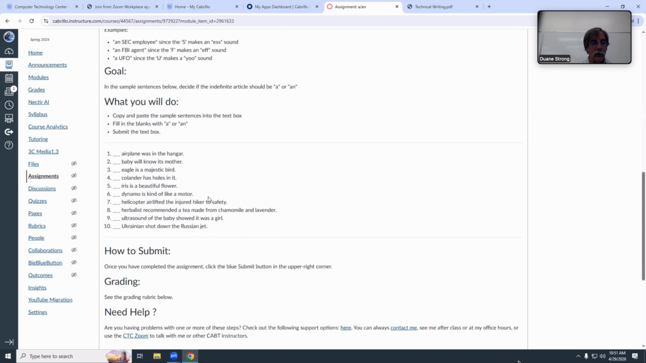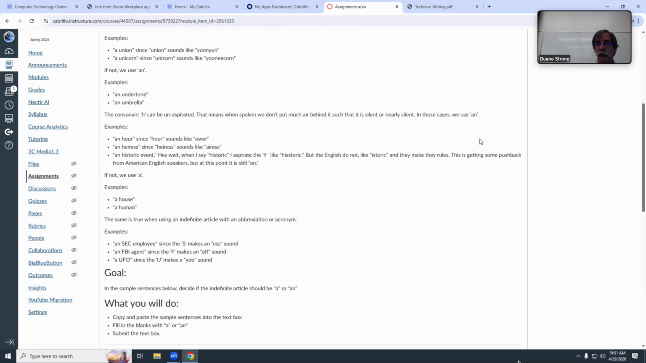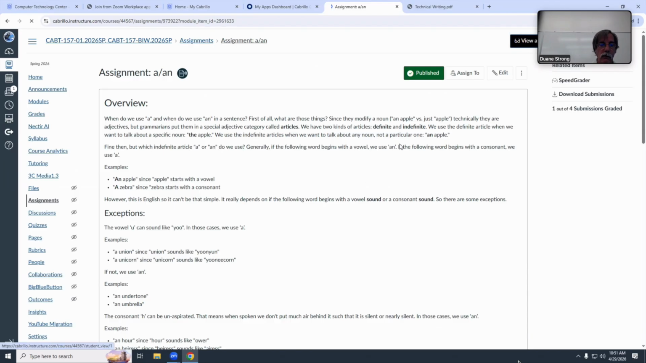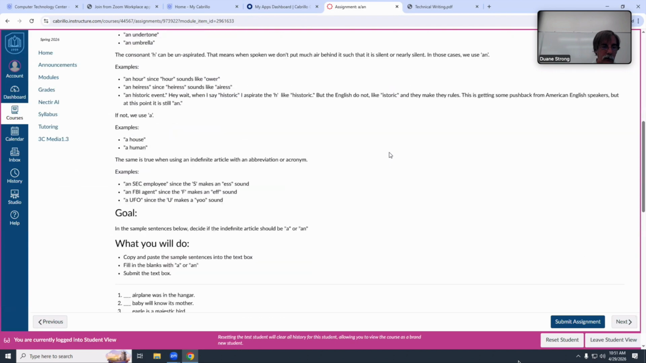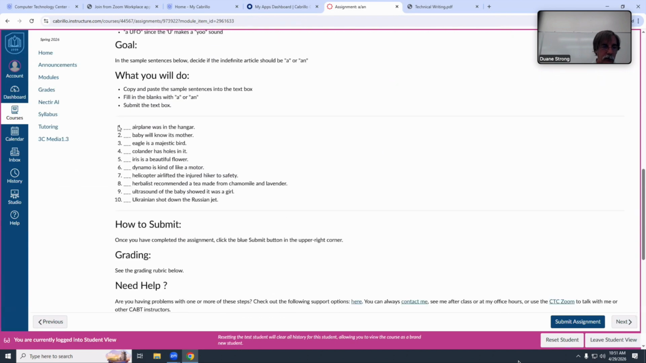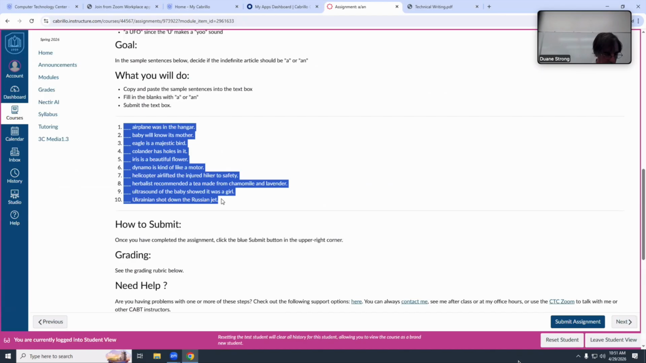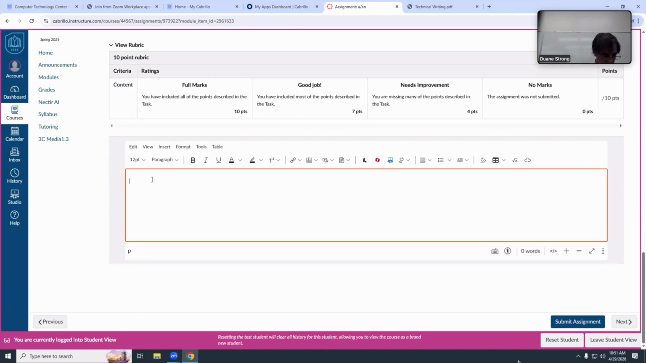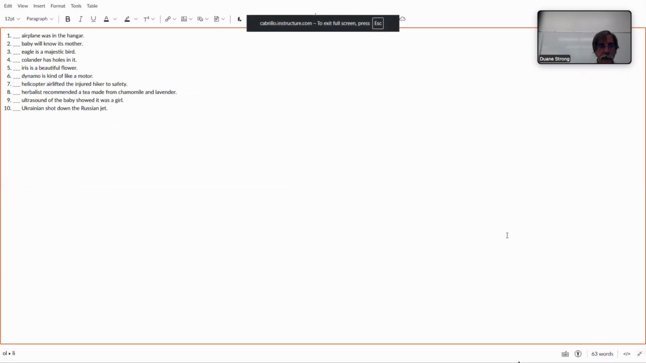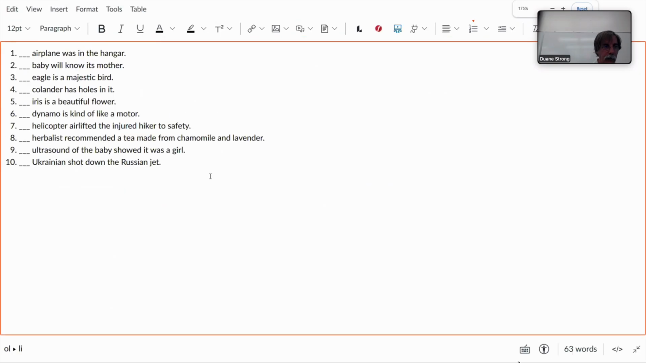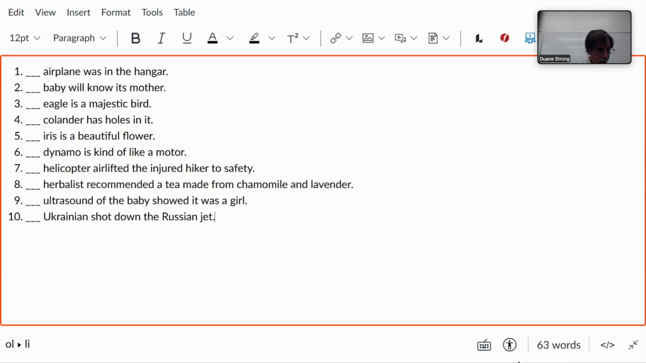Okay, so here's our little thing. We're going to do this all together. Student view. Copy all these. I'm going to put them in the text box. We're going to make this bigger so everybody can see. All right. We're all going to do this together. I'm not going to do it for you.